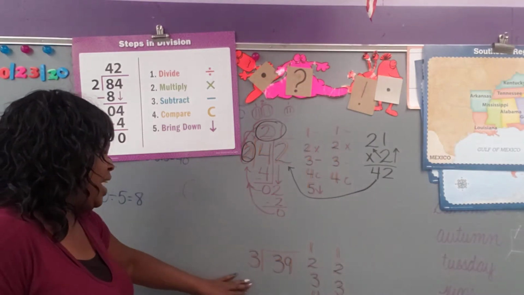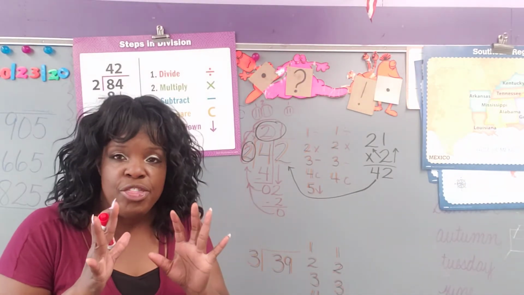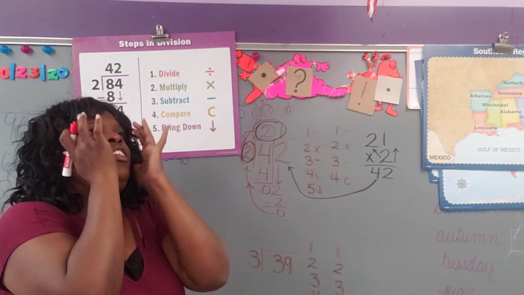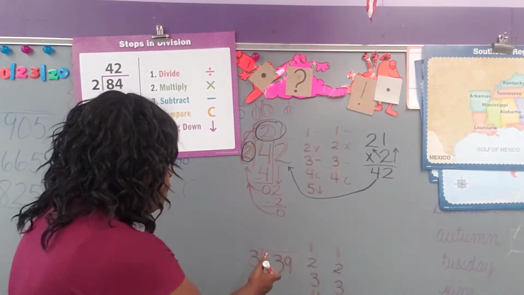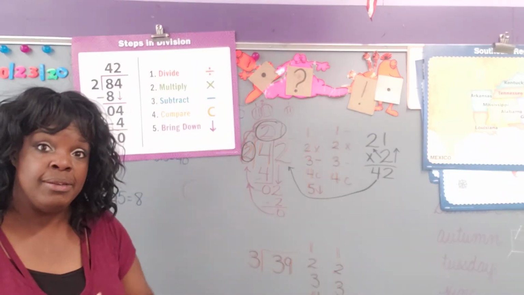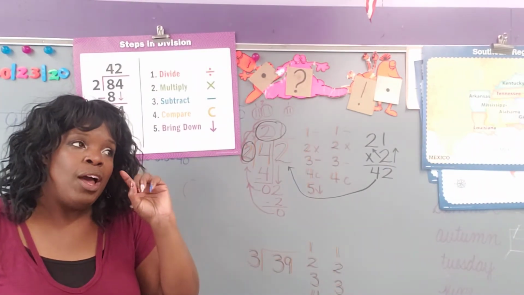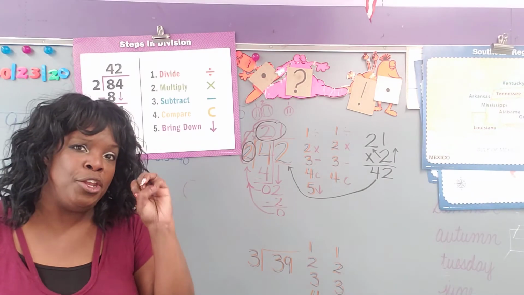When we look at 39 divided by 3, remember, we're not looking at the 39. We don't need to think all that through. It's going to be too much. So we take one number. We take the first digit in our dividend, which is 3. So how many 3s are in 3?